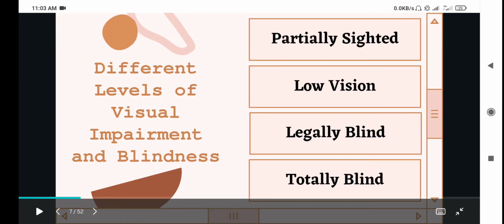We have four terms used to describe different levels of vision impairment and blindness. We have the partially sighted, low vision, legally blind, and totally blind. Partially sighted means a person has partial vision either in one or both eyes. Low vision refers to a severe visual impairment in which visual acuity is 20/70 or poorer in the best seeing eye and cannot improve with glasses or contacts. Legally blind means a person has a corrected vision of 20/200 in their best seeing eye, while totally blind refers to a complete loss of sight.